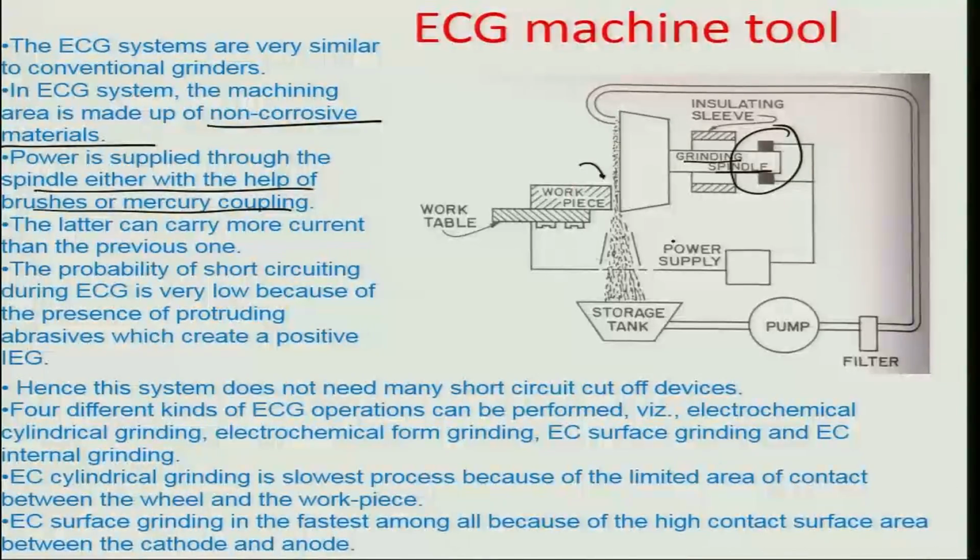And one good advantage of the whole ECG process is that it has very little chance of short circuiting, because remember there is a mechanical action and there is always a separating grain from the two conducting substrates. So the minimum inter-electrode gap would depend on the projection height of the various materials sticking out of the conducting surface of the grinding wheel.